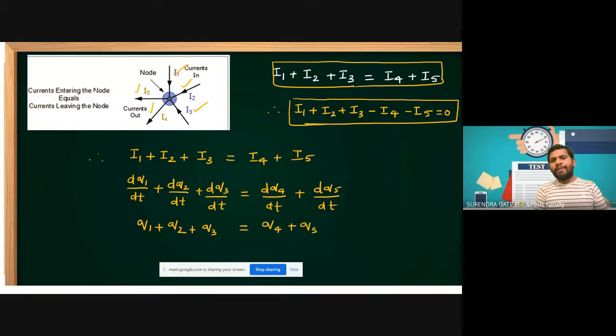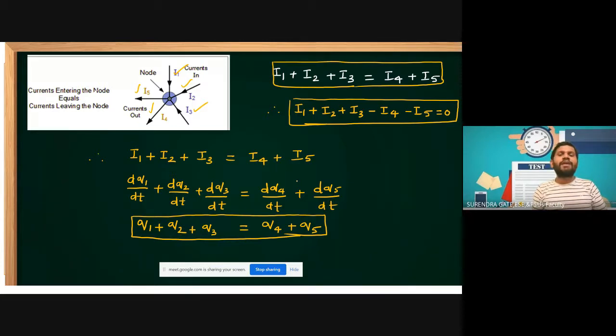Students, that means according to KCL, the sum of the entering charge is equal to the sum of the leaving charge. That's why KCL is based on the law of conservation of charge. It is very important. Here, the sum of the entering currents is equal to the sum of the leaving currents.